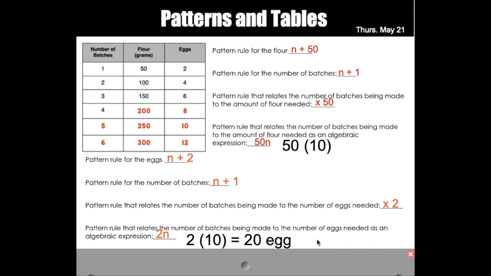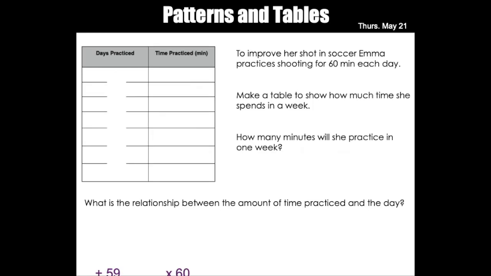If I was to make 100 batches, a little crazy, but certainly possible, I would replace the n with the 100. That would be easier than skip counting by 2's 100 times. Let's look at another example.